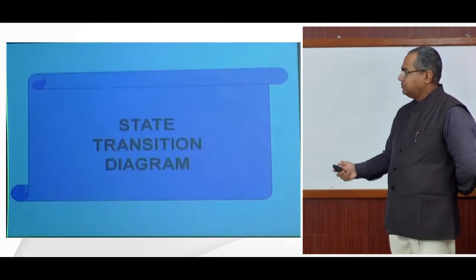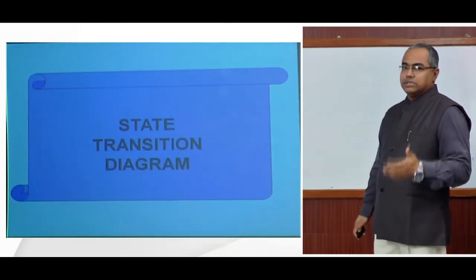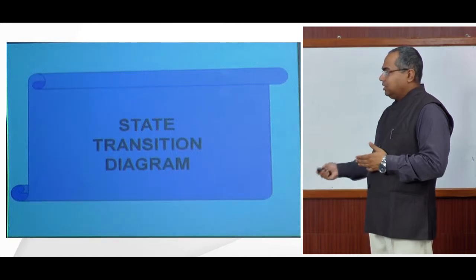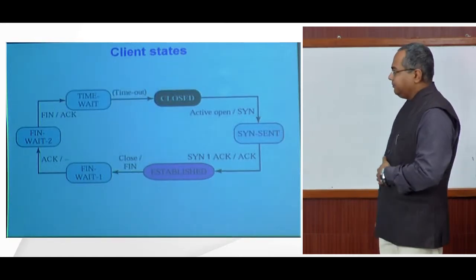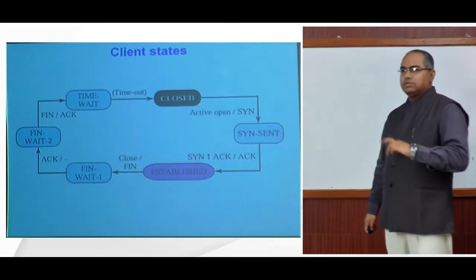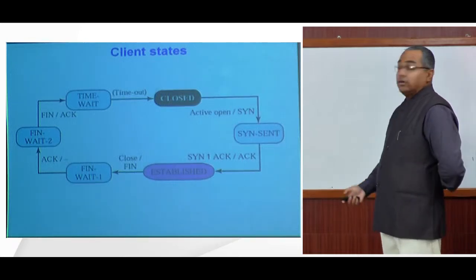Okay. Now, if we have understood this connection setup and connection termination, let us move to the next part, the state transition diagram. There are two sides, one is my client state, another is my receiver state or server state.